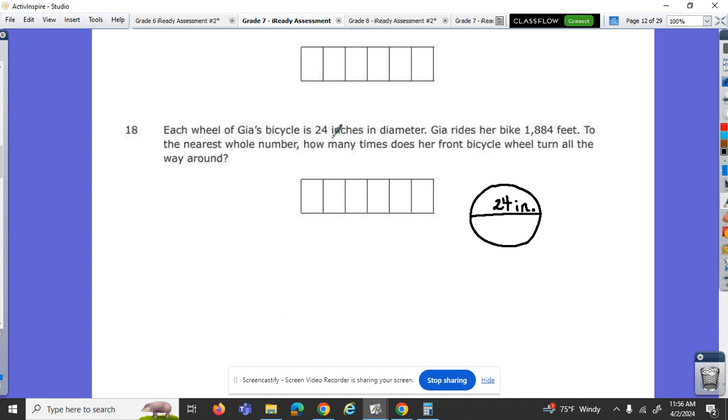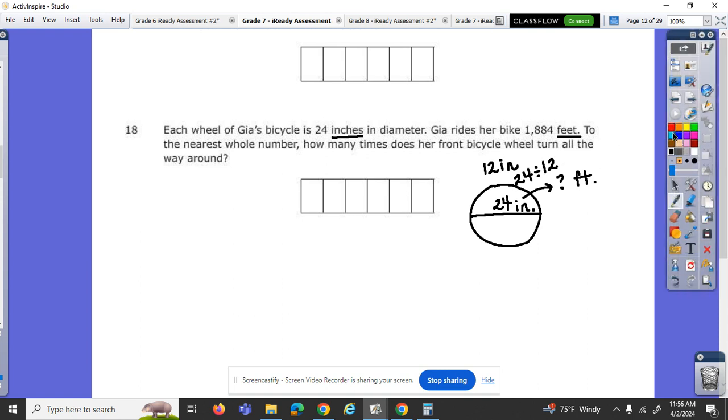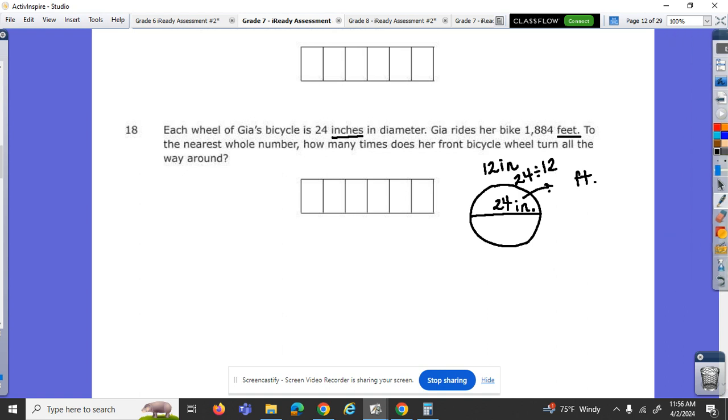Do you see why I might have chosen this question to help you? Her diameter is measured in inches, but she is traveling measured in feet. So do you know how many feet we would have in 24 inches? Well, remember a ruler, which is 1 foot, is 12 inches. So 24 has 2 12s in it, right? That would be 2 feet. You'll need that to help you get the right answer for this one.